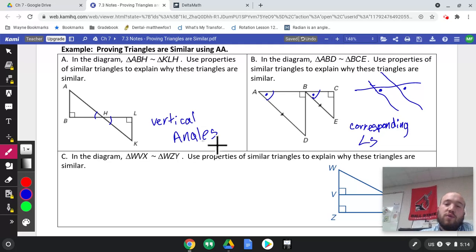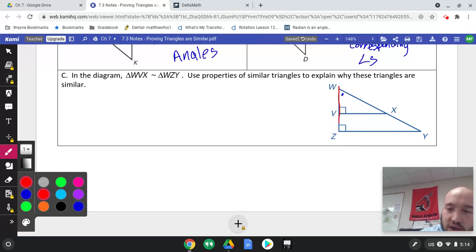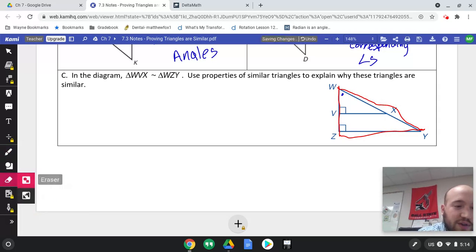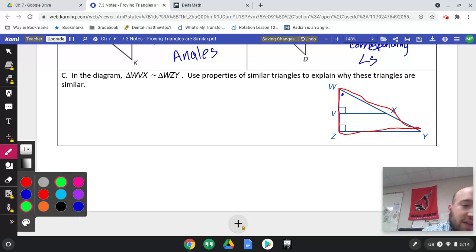All right, our final one now says use properties to show that they're similar. We got our right angles, that's good. Now up here, this angle right here, if we think about it, let me draw. We've got the big triangle. Not a very good triangle. Let me try that again. Okay, so a big triangle here, V, Z, Y, W. Then we also have this small triangle, W, V, X.